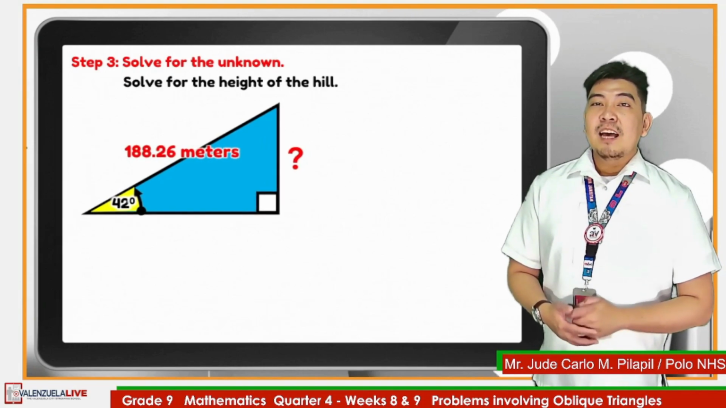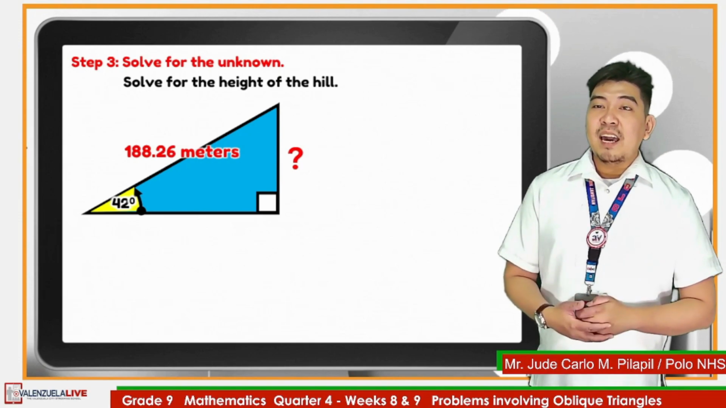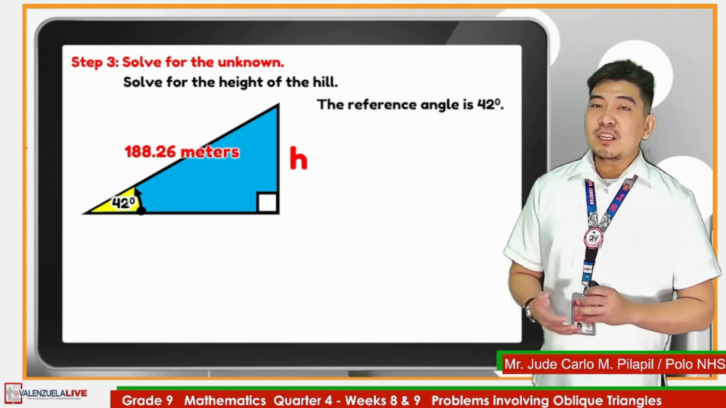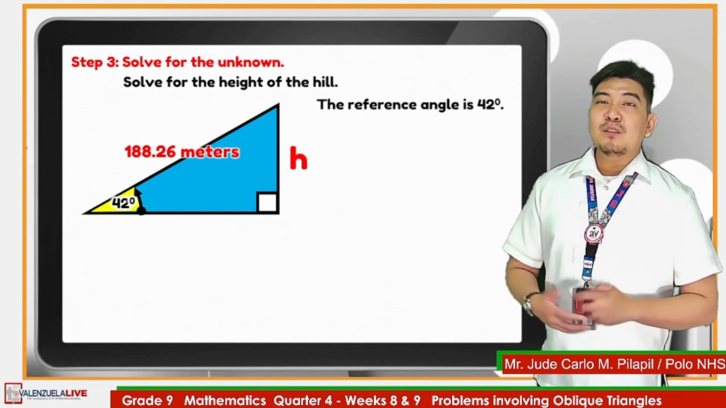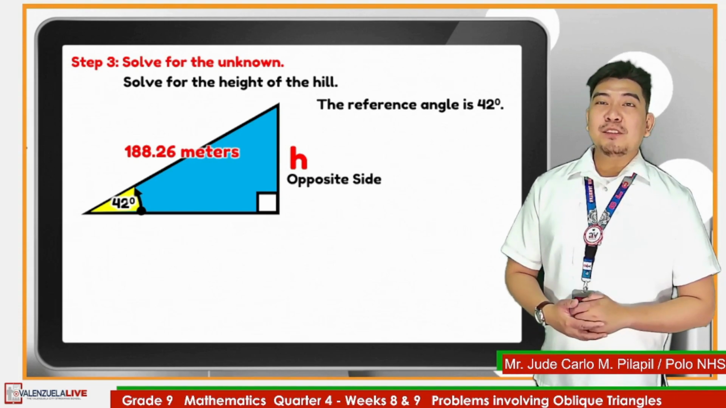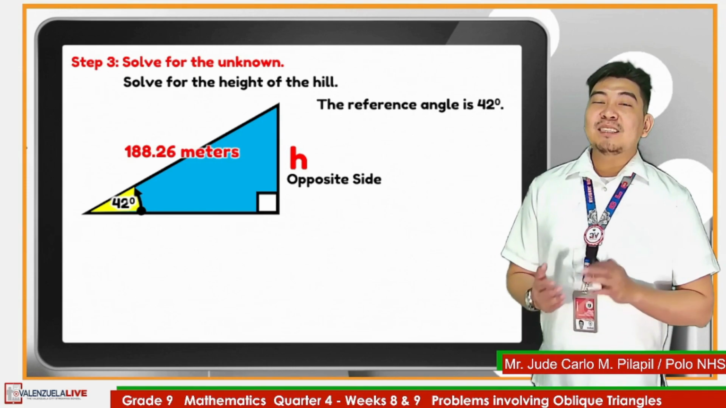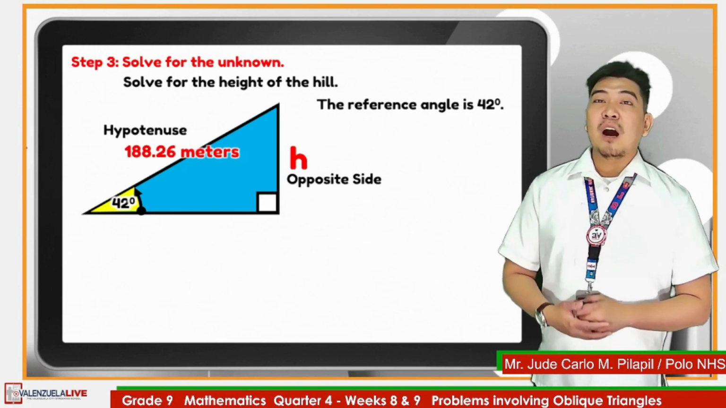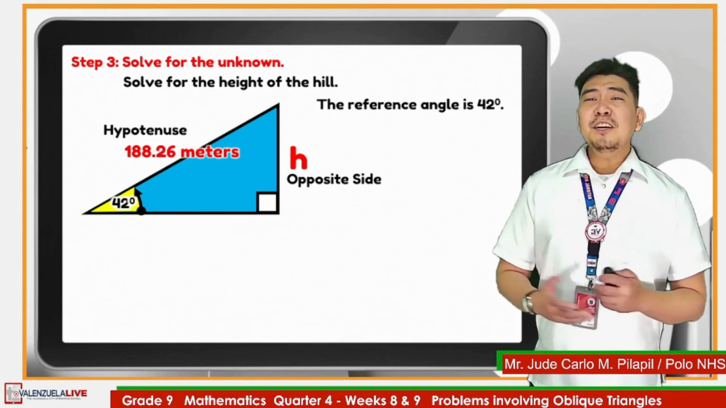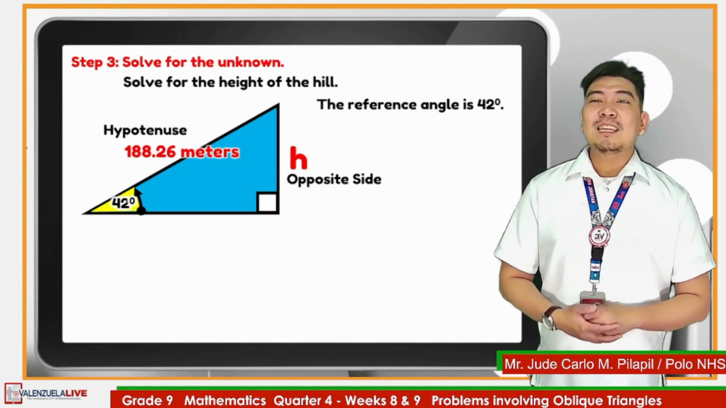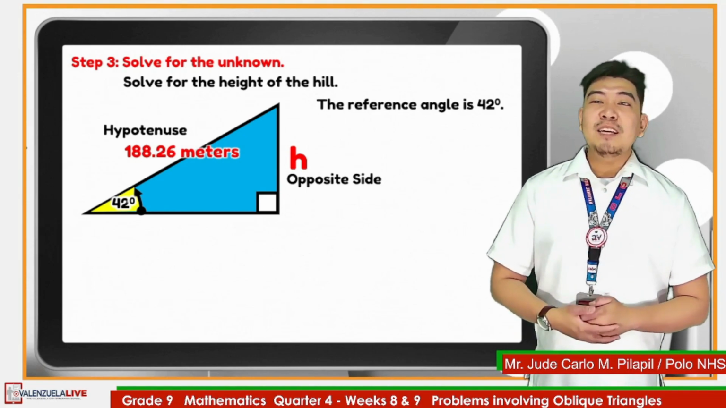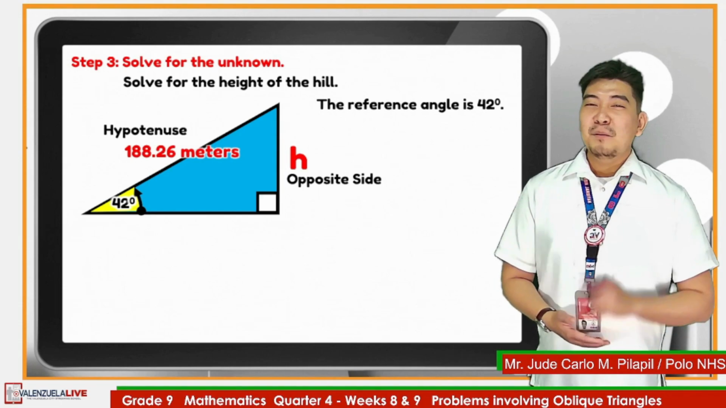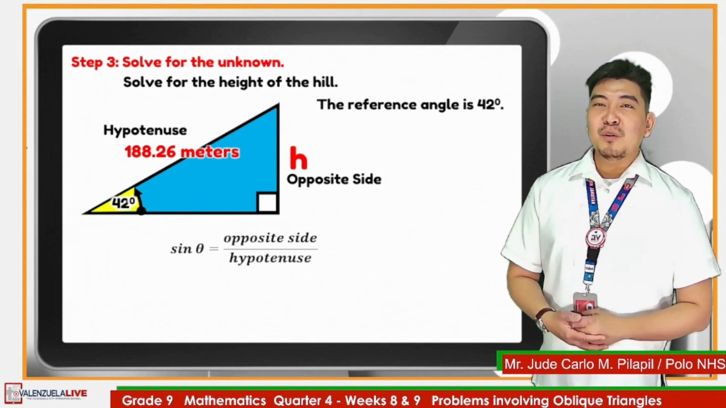Let us represent the height of the hill, or the missing side of the right triangle, as h. Note that the reference angle is 42 degrees. With respect to the reference angle, h is the opposite side. The side that has the measure 188 and 26 hundredths meters is the hypotenuse of our right triangle. What trigonometric ratio should we use to relate the opposite side and the hypotenuse of the right triangle given the reference angle 42 degrees? Precisely, we will use the sine ratio.